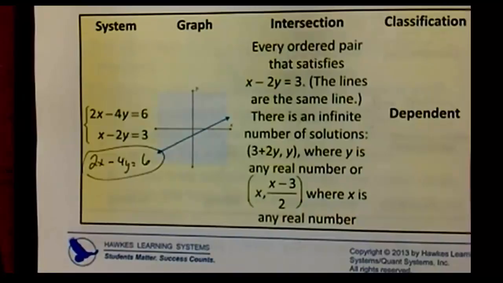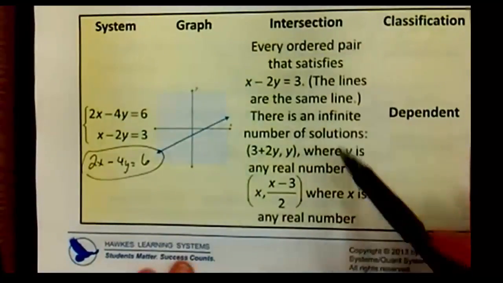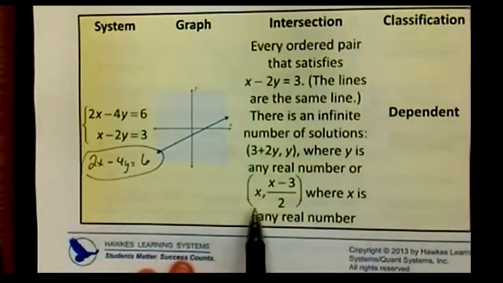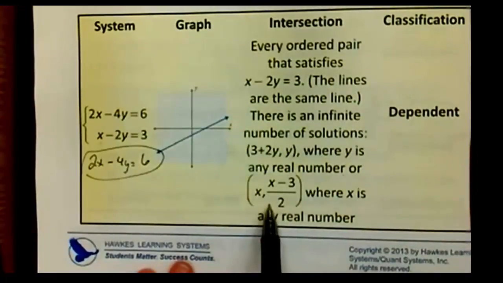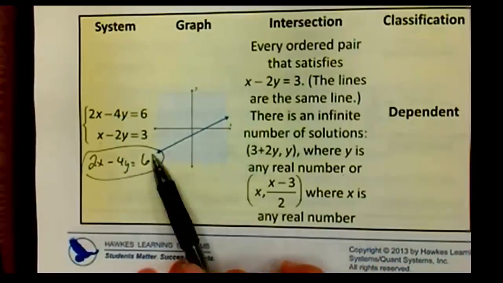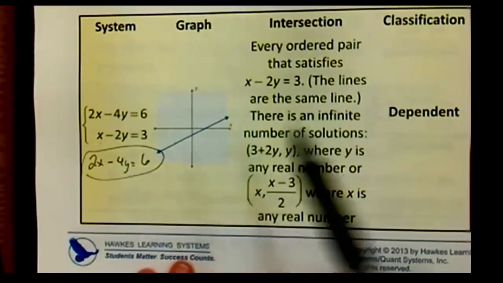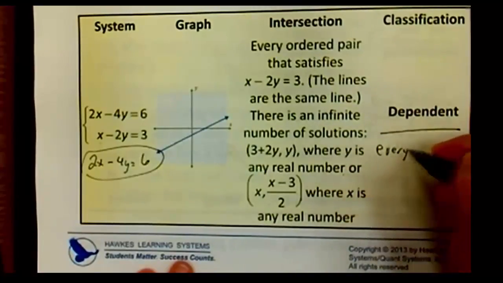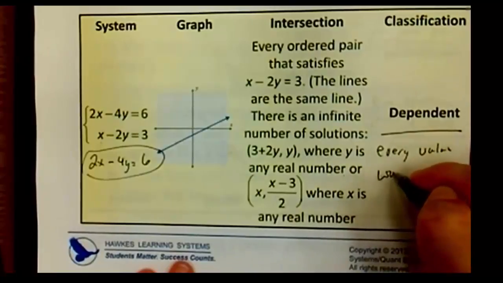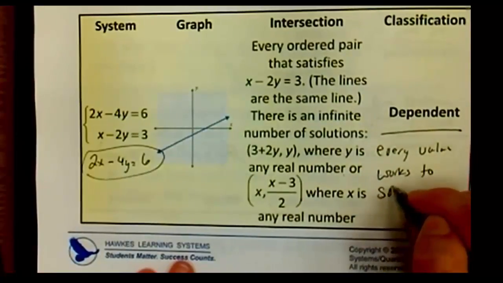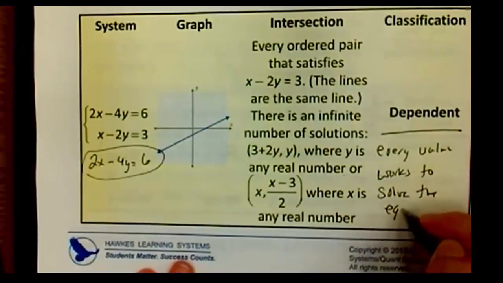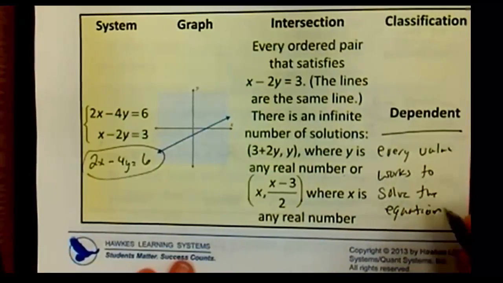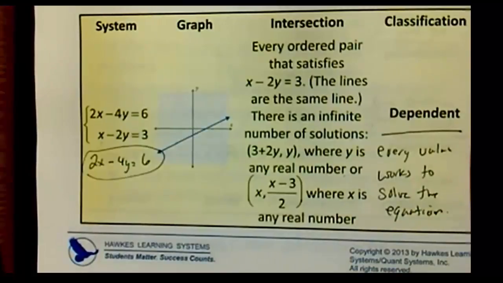So the ordered pairs for every one of these is going to satisfy the next one. So whatever you have for an ordered pair in here is going to make that line end up being on top of each other. So it's considered to be dependent, or every value works to solve the equation. So every value is going to work to solve the equation. So therefore, it's going to end up being the piece that comes together and is going to work for it.